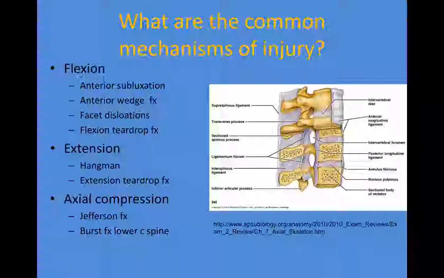So let's move on to talk about some common mechanisms of injury. These are the three most common mechanisms that we talk about: flexion, extension, and axial loading or axial compression. And I'm going to go through some examples of these injury patterns so you can see. But just to remind you before we go into the radiographs, when you look at x-rays, you're only looking at the bones. And there are a lot of soft tissues and ligaments in the cervical spine that lend stability to all three columns.